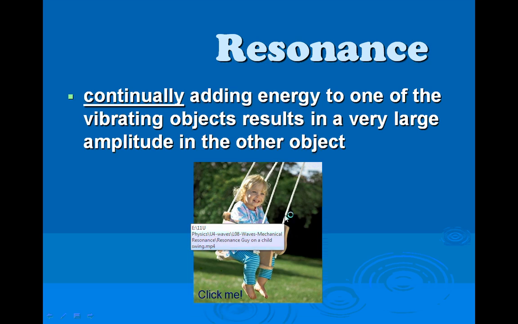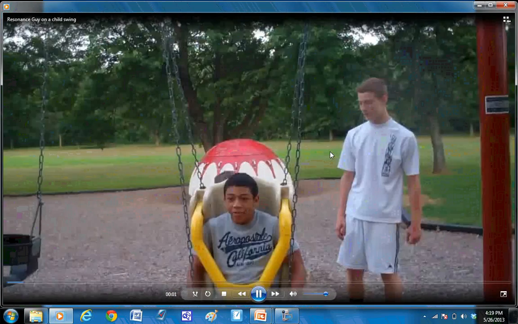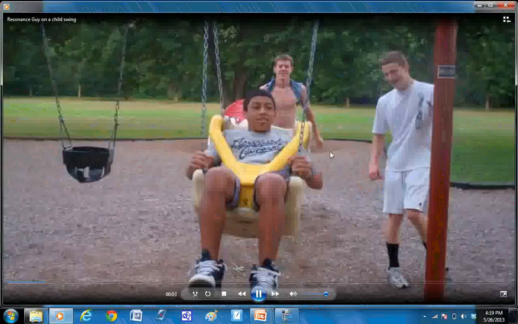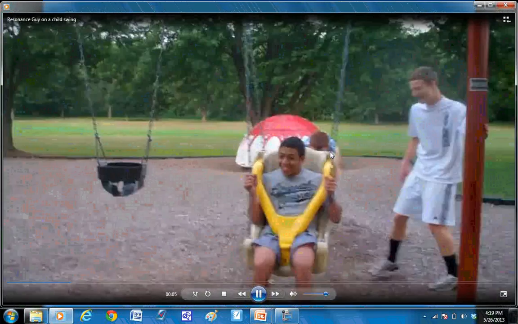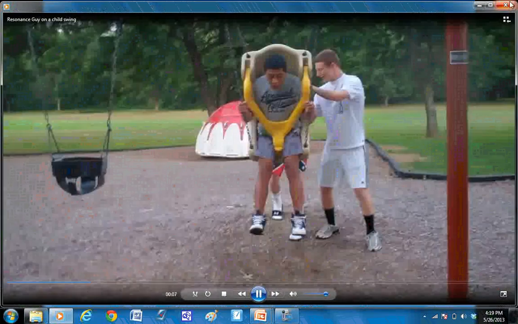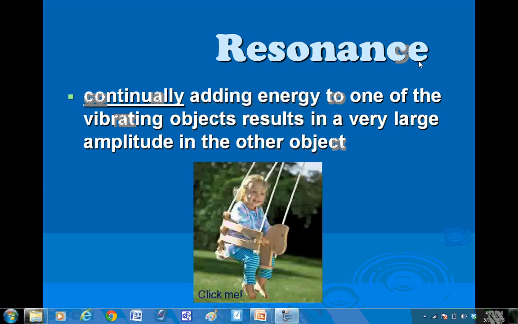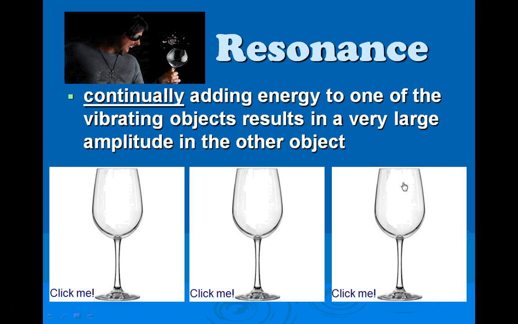So think of a swing. You saw there how gradually pushing the person in the swing, bit by bit by bit, the swing amplitude increased until it got to the point it was quite high. So it's a gradual increase in this transfer of energy, the amplitude.